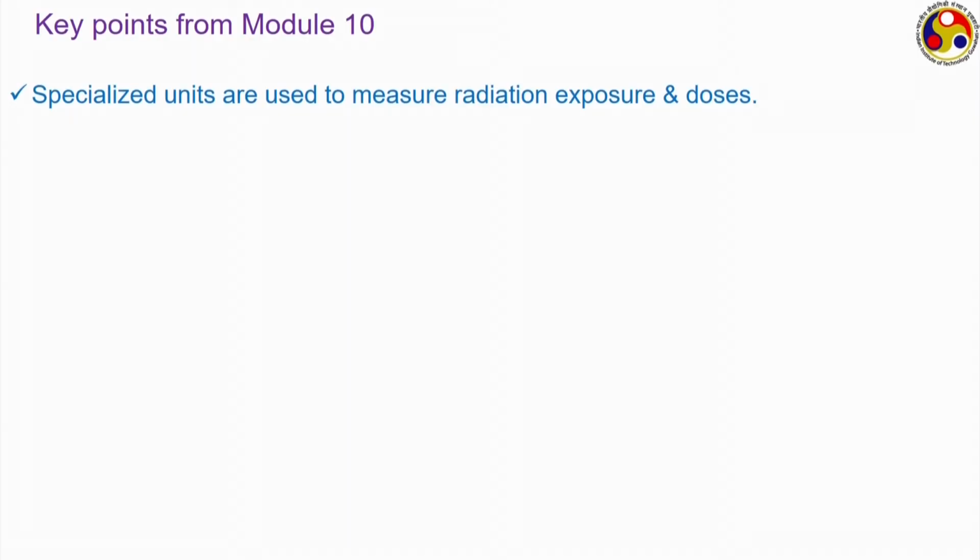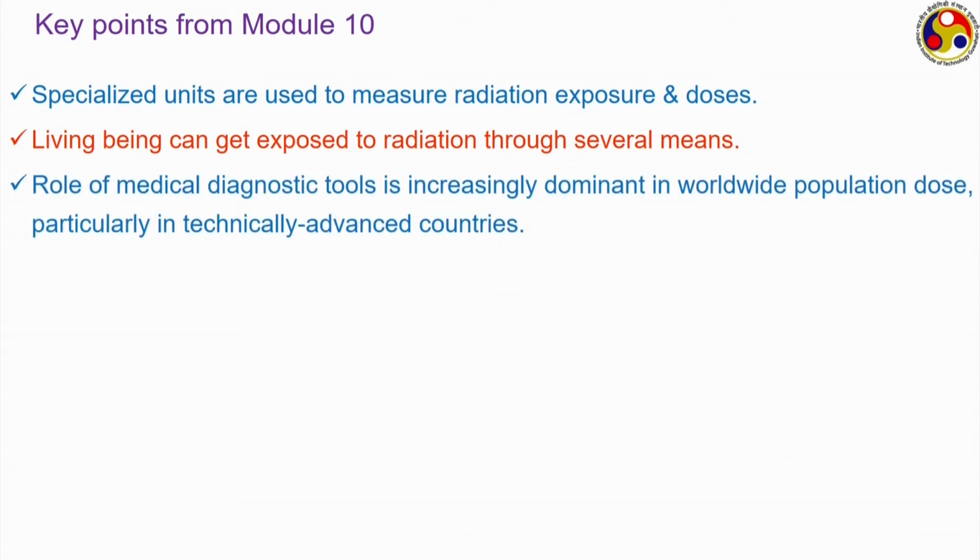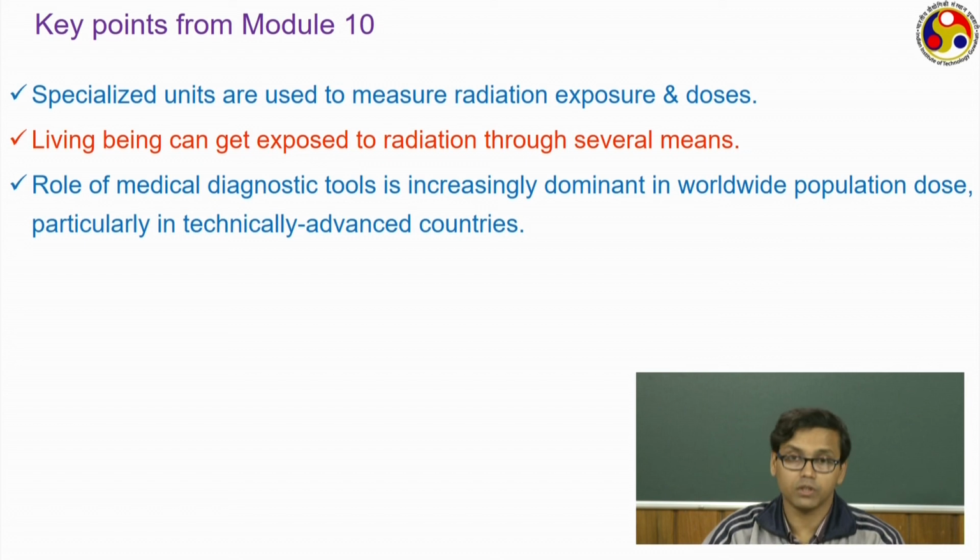Now, just to summarize the key points from this module, here you are introduced to specialized units for measurement of radiation exposure and doses, units like Sieverts and Gray. Then living beings can get exposed to radiation through several means. The role of medical diagnostic tools is increasingly dominant in worldwide population dose, particularly in technically advanced countries. In the 1980s, medical instruments contributed only a paltry fraction of total cumulative doses. In the early 2000s, they contributed nearly half of the total radiation dose in the United States alone.